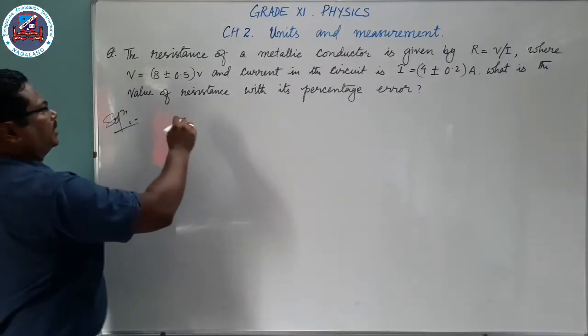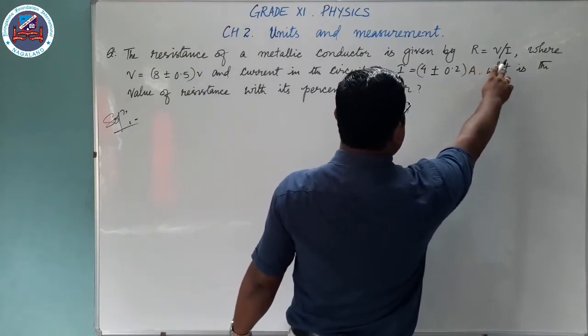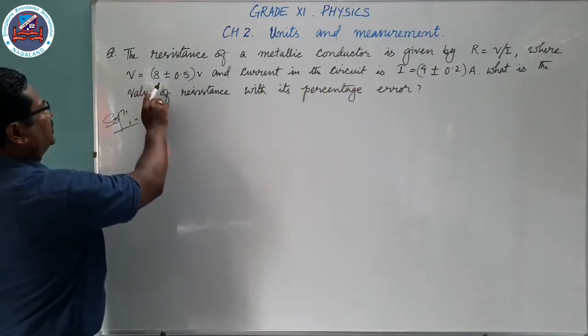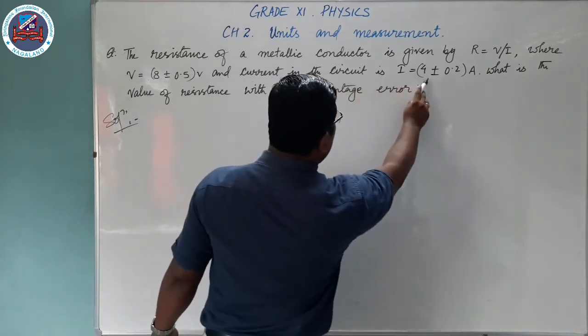The resistance of a metallic conductor is given by R is equal to V by I, where V is the potential difference and I is the current. The potential difference V is given to you, and the current in the circuit is also given.